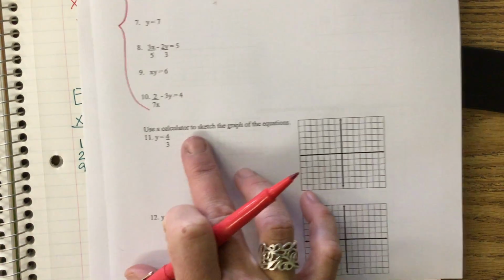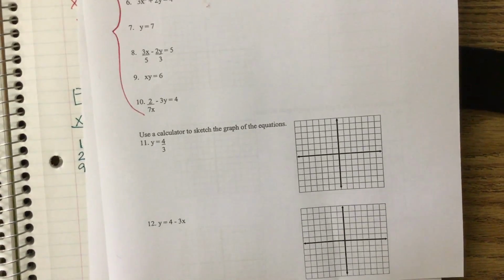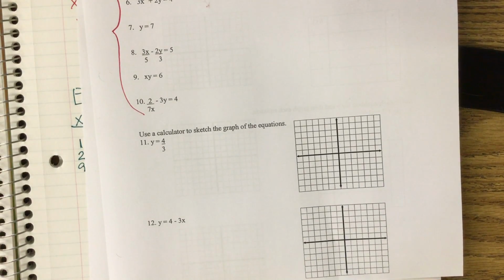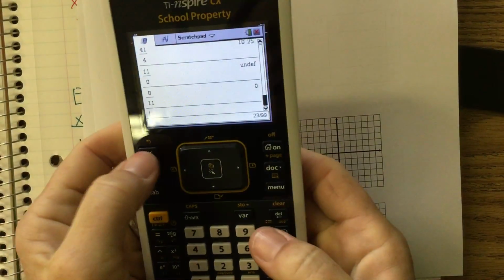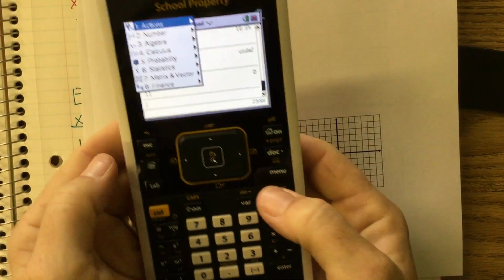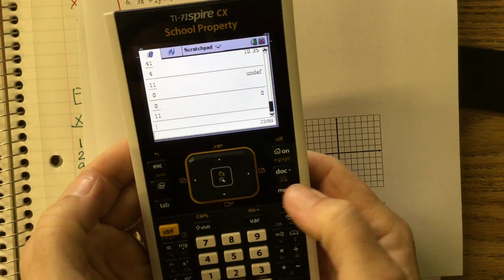Now, for the calculator portion, this is how you use the calculator. And yes, Ms. Kowalski had to run across the room because I didn't have a calculator ready. I was not prepared. Okay, so you're going to go back to the home screen.